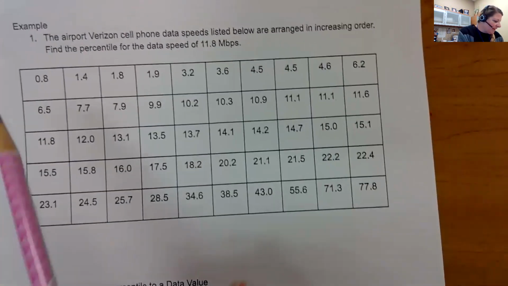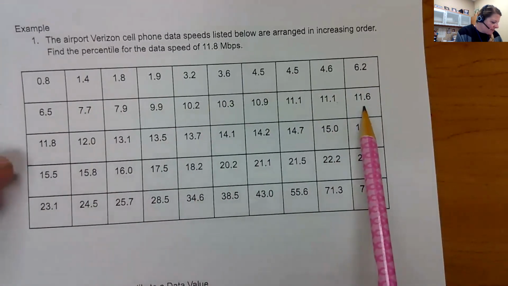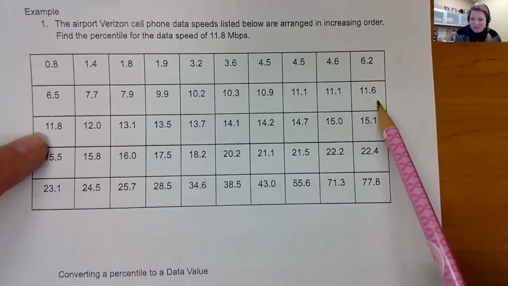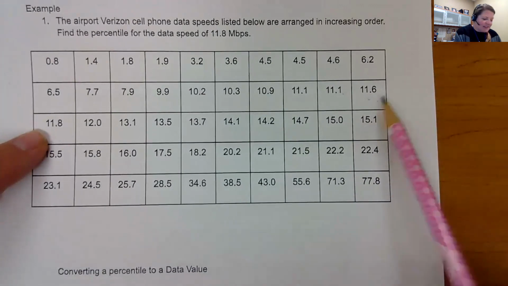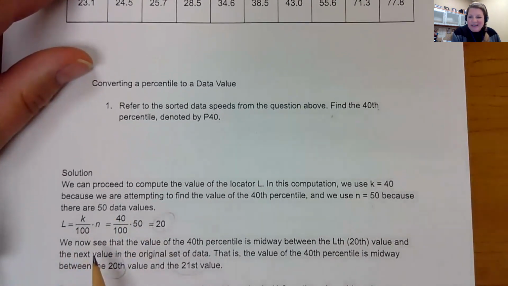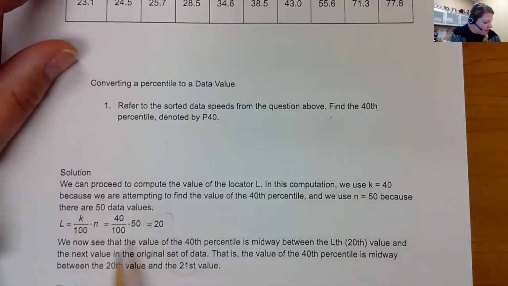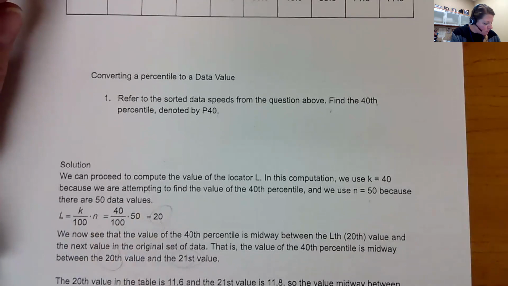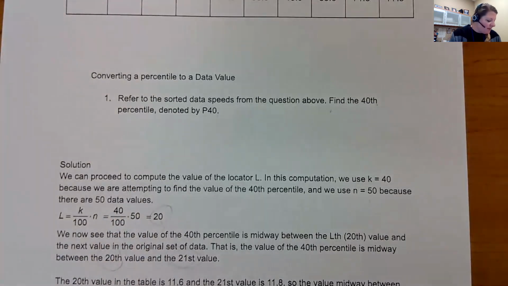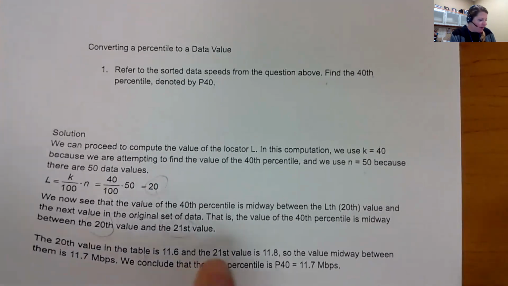I'm going to go up here and count 20: 1, 2, 3, 4, 5, 6, 7, 8, 9, 10. So here's 20, and it's midway between these two. That's a little tricky. It's halfway between those two values. I got the 20 by calculating 40 divided by 100 times the 50, the n value. So the 40th percentile is 11.7. I worked that out for you and wrote it out. I think that one's tricky, which is why I wrote it out on here.